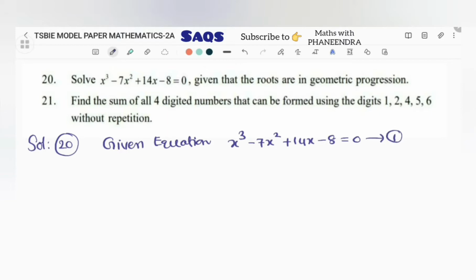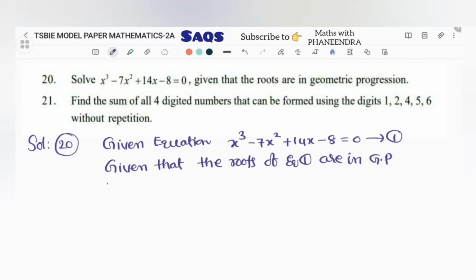Given that the roots of equation 1 are in GP, let us consider the roots. Let the roots be a by r, a, ar. So GP means the roots we are taking like this: a by r. After that, what we have to do? Product of the roots is better to take.